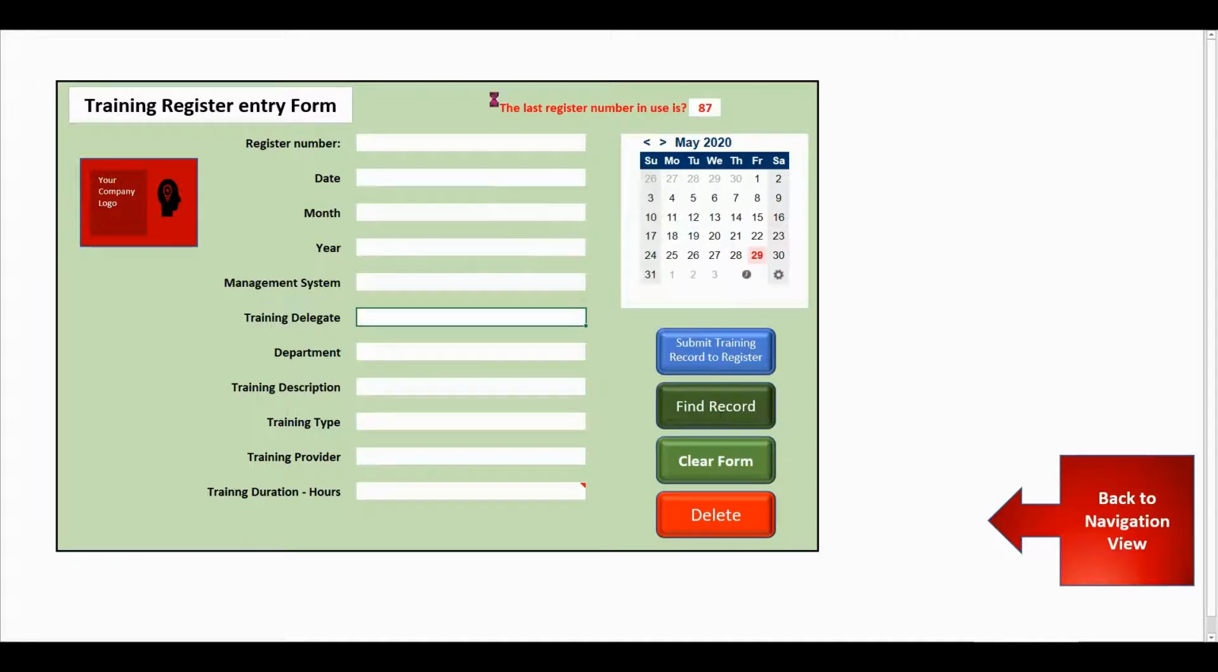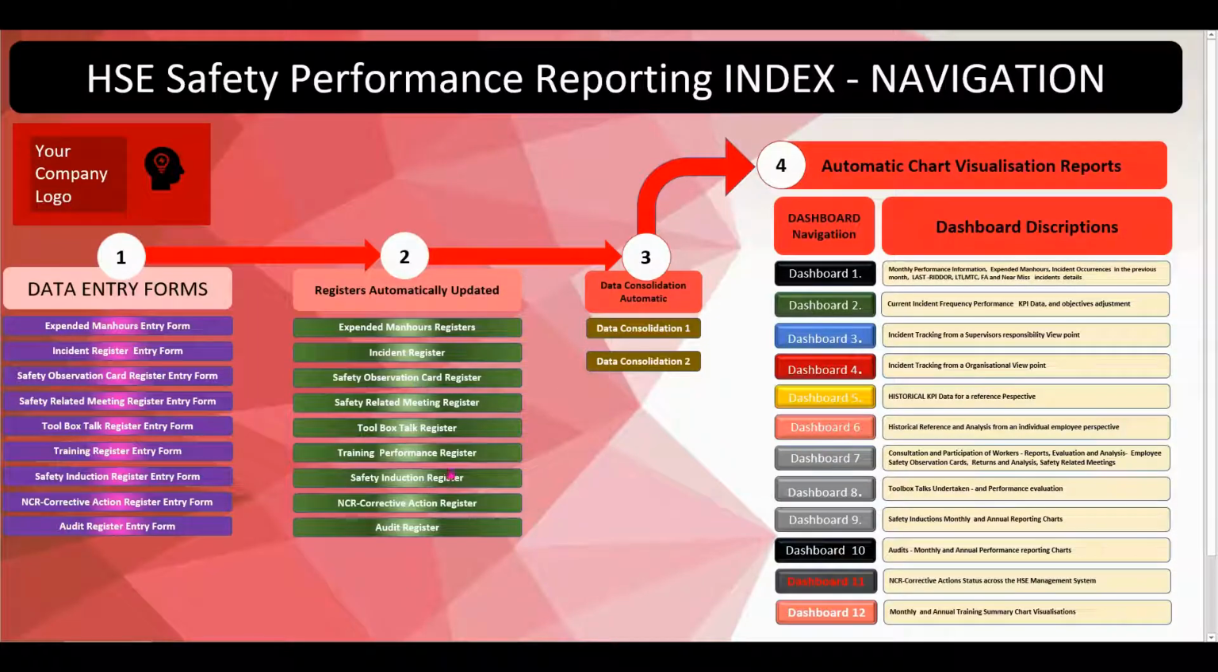Now let's say that we have made an error in the spelling of Mickey Mouse in the training delegate's name field. We will amend it to Michael Mouse. We can amend the spelling and submit the data again by pressing the blue Submit button. When we check the register, our amendment to the training delegate's name can be seen.